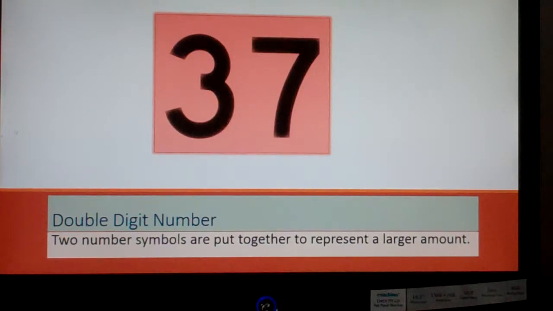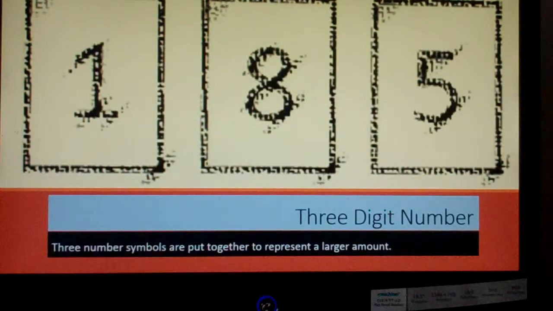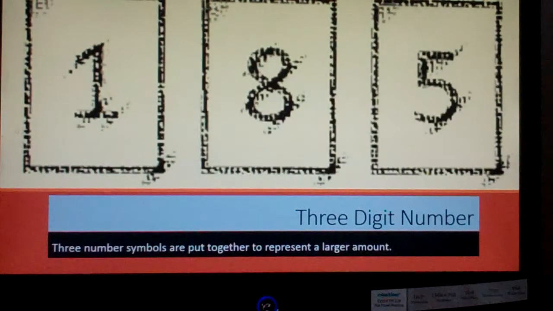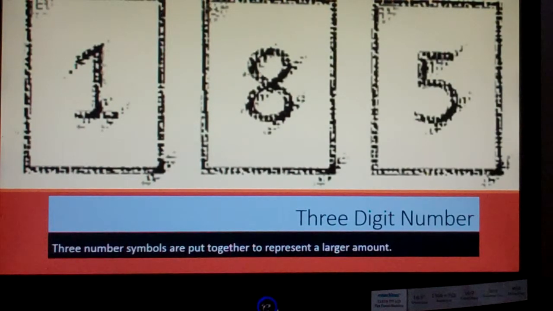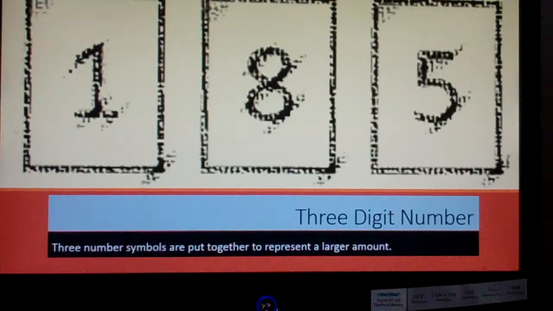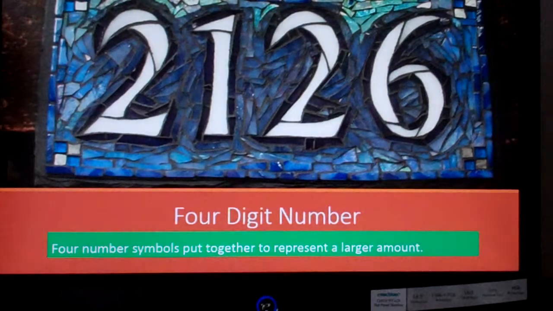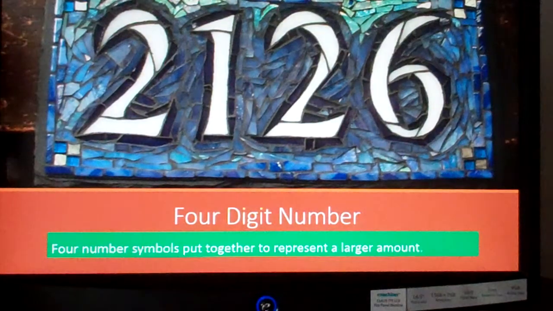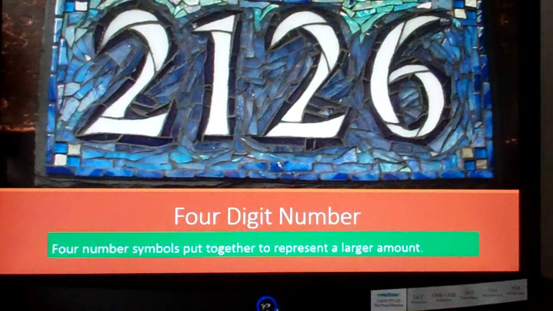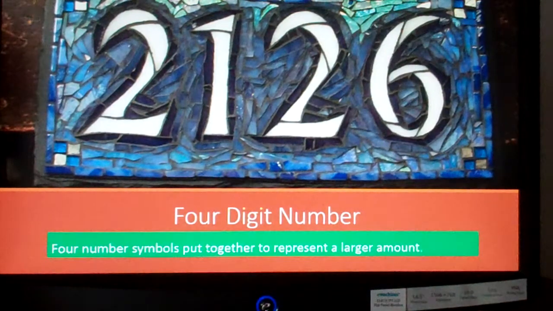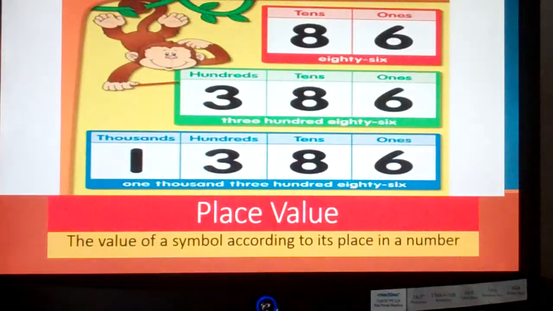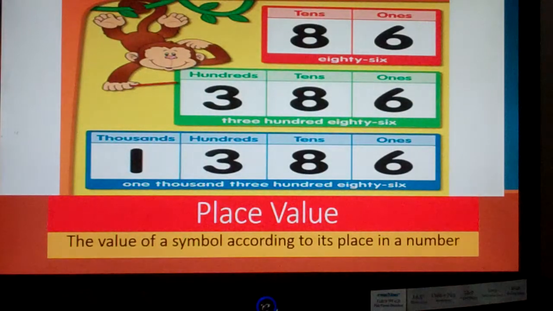Double-digit number. Two number symbols are put together to represent a larger amount. Three-digit number. Three number symbols are put together to represent a larger amount. Four-digit number. Four number symbols put together to represent a larger amount. Place value. The value of a symbol according to its place in a number.